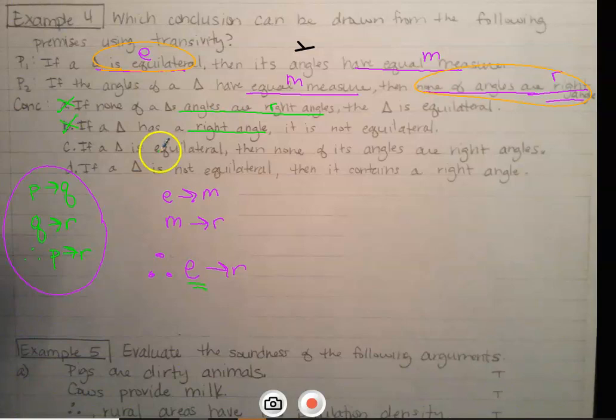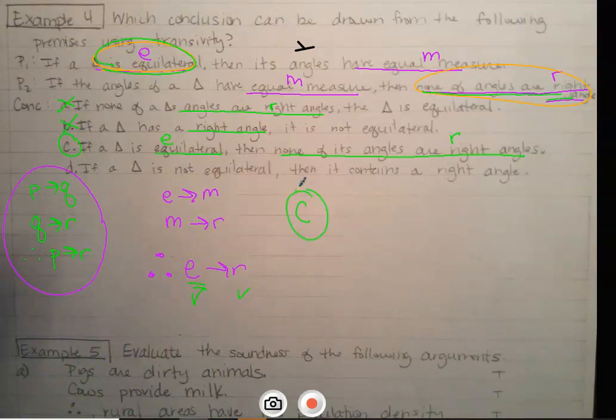C, if a triangle is equilateral, okay, check, we've got that one down. That's an E statement, like we wanted. Then none of its angles are right angles. That's our R statement right there. So check, we have our if E, then R statement. So our answer here is C. C is going to be the conclusion we can draw if we're using transitivity to do it.